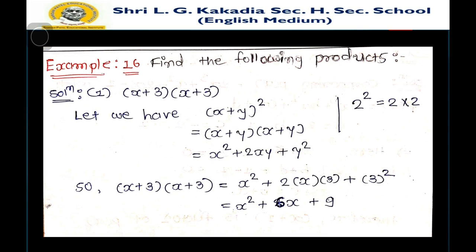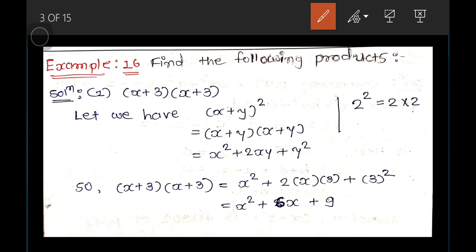Here is example number 16. Find the following products. Here we want to find the given products. The solution of example number 16: the first product, as you can see here, is x plus 3 into, in brackets, x plus 3. Here you can see that the product is x plus 3 and x plus 3.